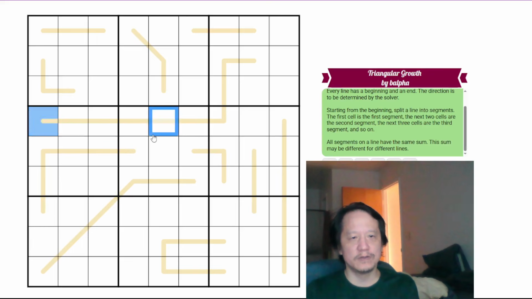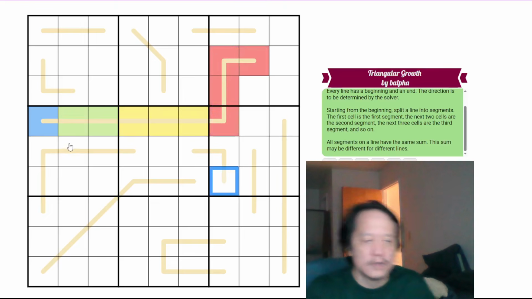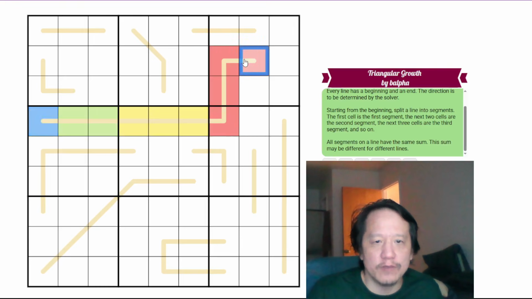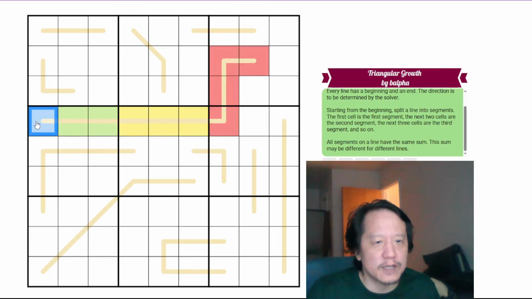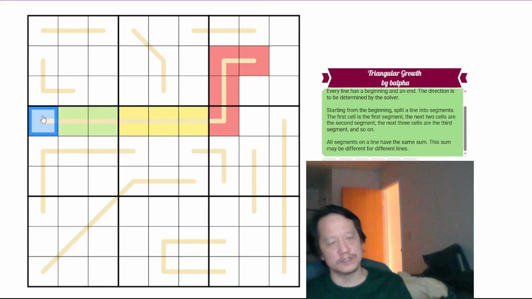So let's mark the single digit as blue, the next digit as green, the next 3 as yellow, and the last set of 4 as red. So this has to be 1 here, and these 4 must add up to what this digit is. These have to be 3 unique digits adding up to a single digit, which means that digit is 6 through 9.